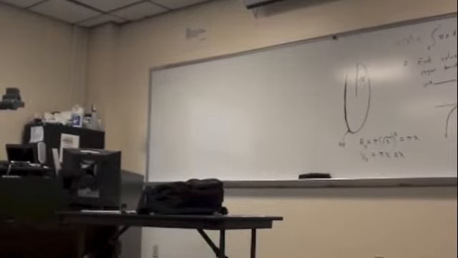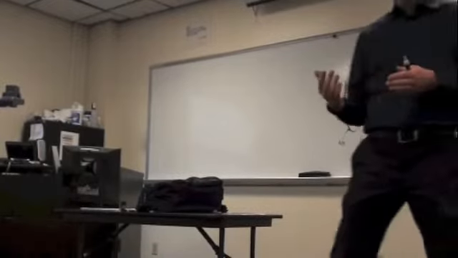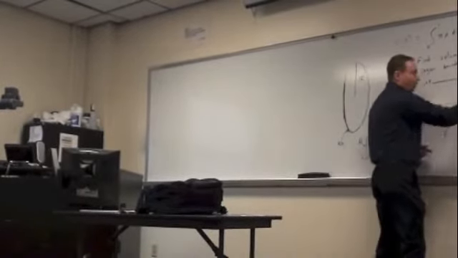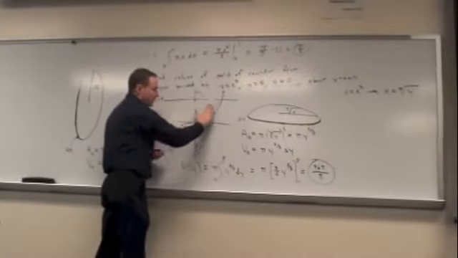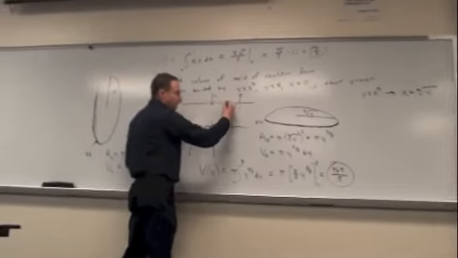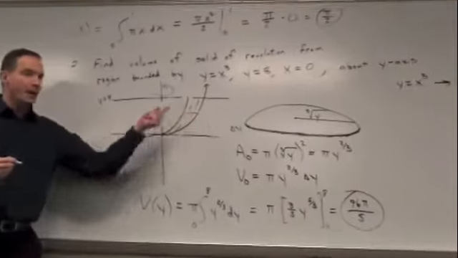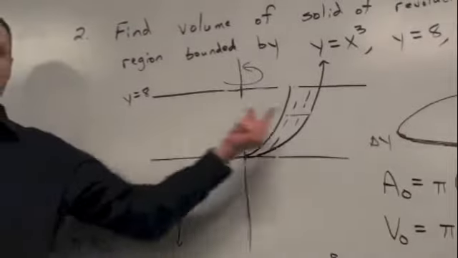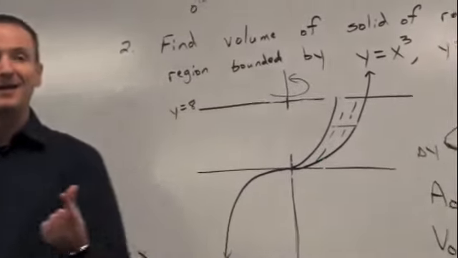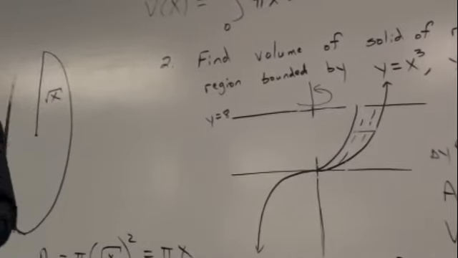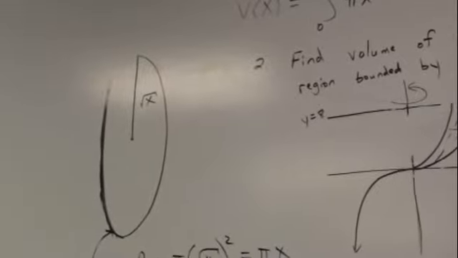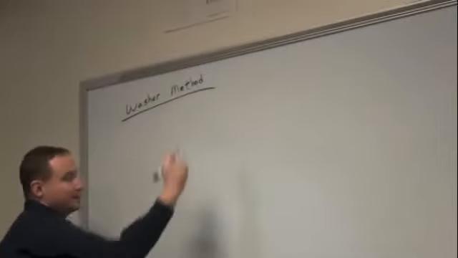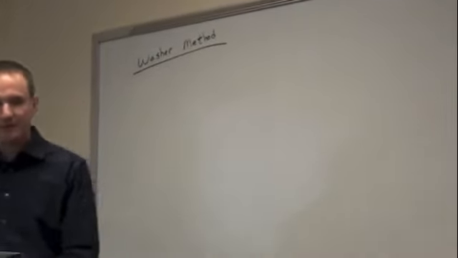Okay. What if we up the difficulty level and say, what if I want to hollow out this region and say, I don't want any of that region there? What if I have a curve that goes into the interior here, and I want to find only the volume of that exterior region? This is what's called the washer method. So the first two were disk method. This one's going to be washer method.